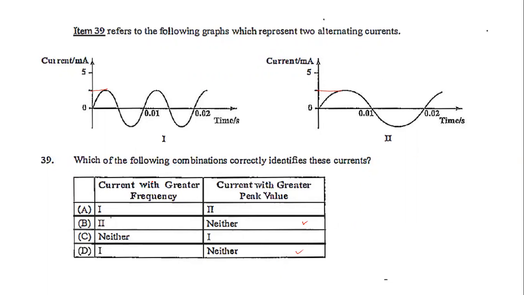So we have to work out the frequencies. So from here, we can see that the period is equal to 0.01. So therefore, frequency is equal to 1 over the period, which is equal to 1 over 0.01, which is equal to 100. And this will be hertz. All right, this was seconds.